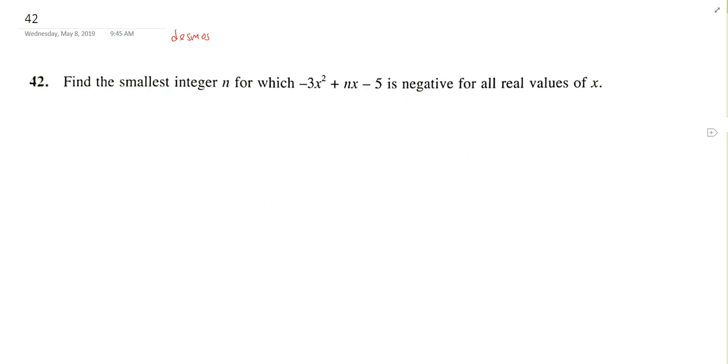Okay, probably we'll end with this question, number 42. Okay, this graph over here. If I have a graph of y equals negative 3x squared plus nx minus 5, the value of n will change my graph. Right? For n equals 0, n positive, n negative, I'll get different graphs. Okay? Do you want to see on Desmos? Yes.